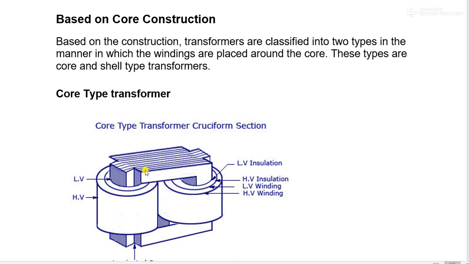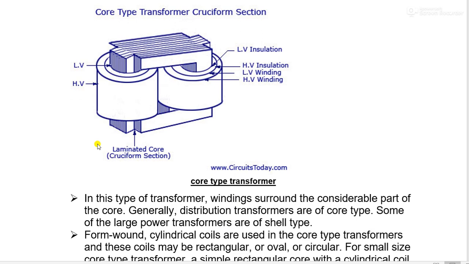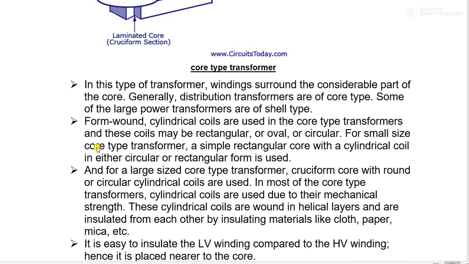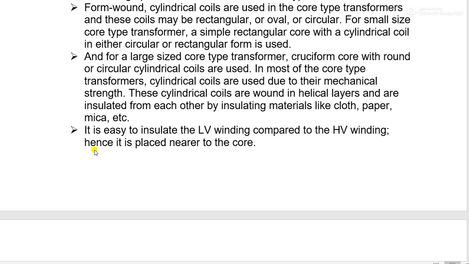These windings surround a considerable portion of the core. That's why it is named a core type transformer. Since the windings are distributed on two limbs, natural cooling is more effective. The coils can be withdrawn for repair just by dismantling the lamination of the top yoke. This is a considerable feature from the point of view of maintenance. All these points are written over here as we talked about.